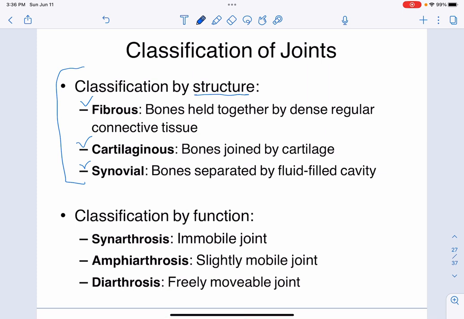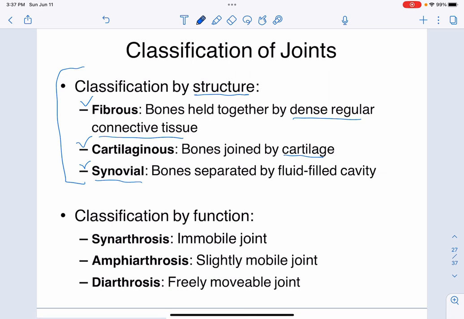So a fibrous joint, and I have pictures that I'll show you on the next slide, which will show you examples of each of these types of joints. A fibrous joint, this is when bones are held together by dense, regular connective tissue. Cartilaginous joints, just as the name implies, bones are going to be joined together by cartilage. And then finally, we have synovial joints.